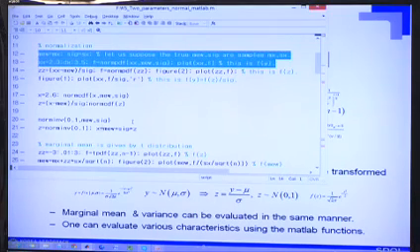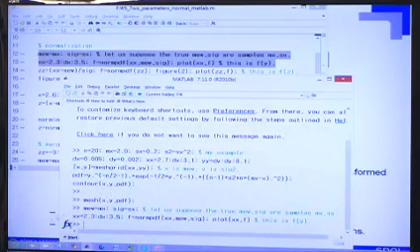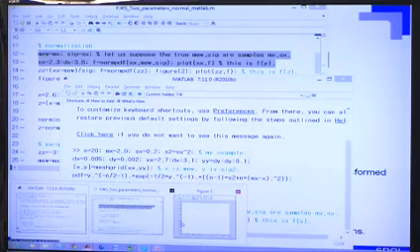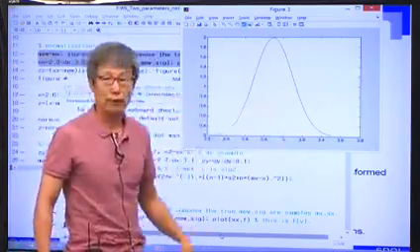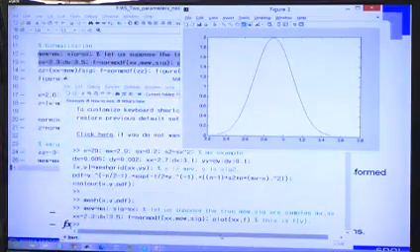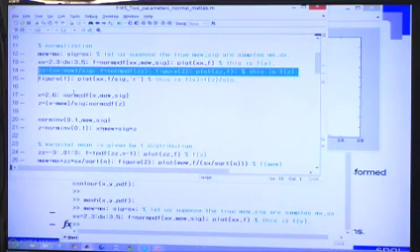Then we can draw the PDF of the normal distribution like this. And this is the original variable, and this is the PDF of that variable. And instead of using this, we can transform the variable into the standard variable. In this case, I say this is Z.